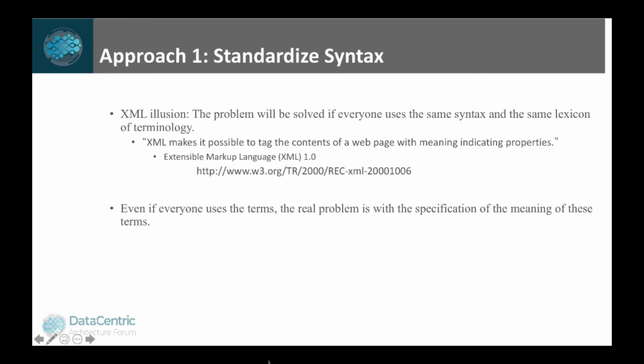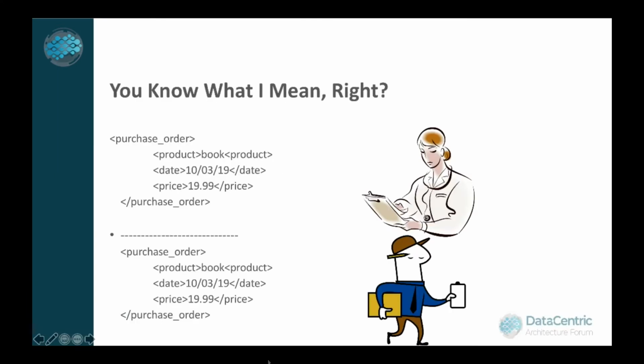And in fact, the original W3C document for XML states that XML makes it possible to tag the contents of a web page using, emphasis here, meaning indicating properties. That was the promise. The problem, of course, is that even if everyone uses the same terms, the specification of those terms is still a problem. So we can see another example. Let's take something like a purchase order.